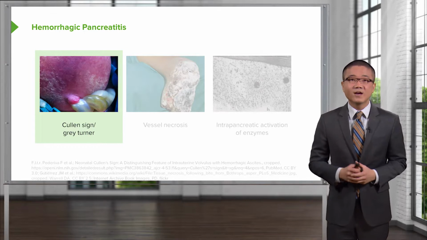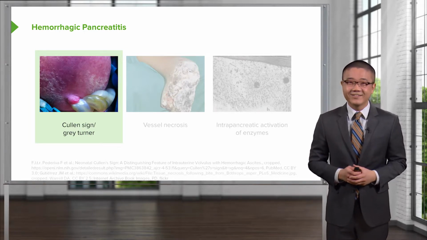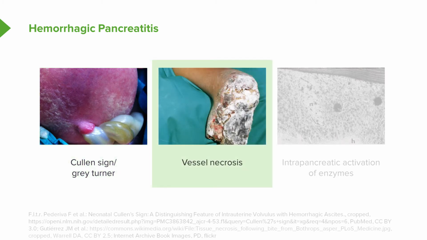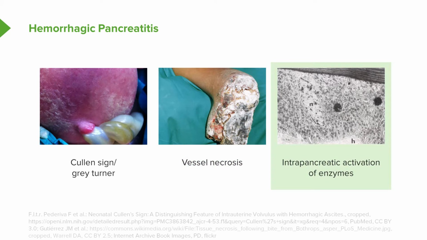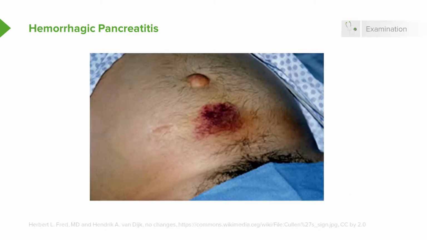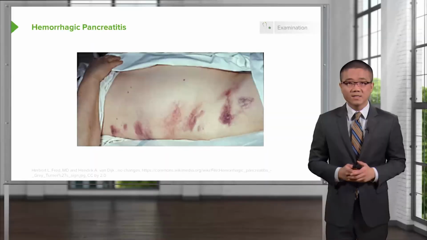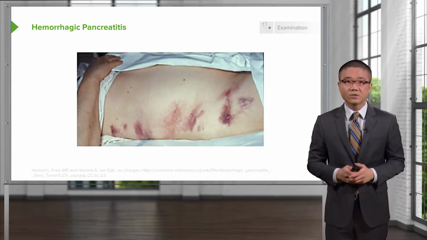Now, some important signs, although rarely seen, but often tested. Hemorrhagic pancreatitis is an important topic to discuss. As you see from these images, there are the classic Cullen sign and Grey-Turner sign associated with hemorrhagic pancreatitis. This may be induced by vessel necrosis and intraparenchymal activation of enzymes that may cause bleeding in the retroperitoneum. Classically speaking, we find periumbilical or flank ecchymosis. Once again, to remind you, these are signs of potential retroperitoneal bleeding tracking along the abdominal wall.